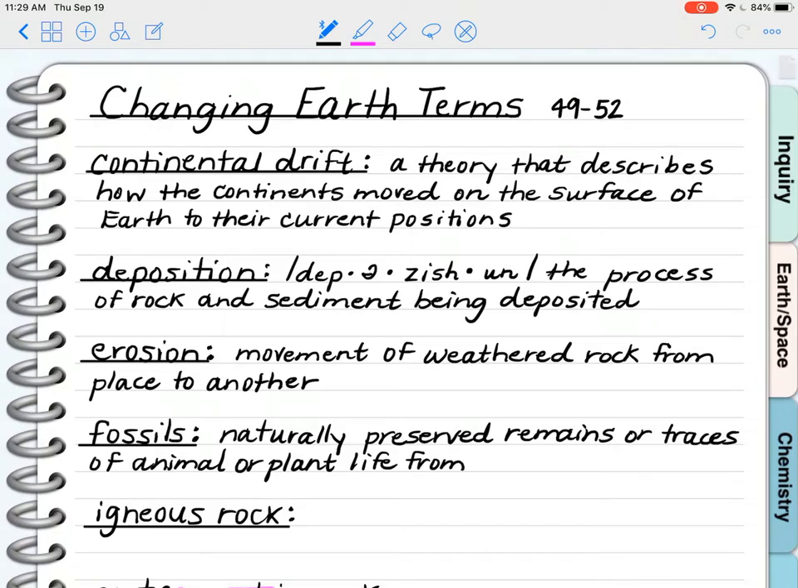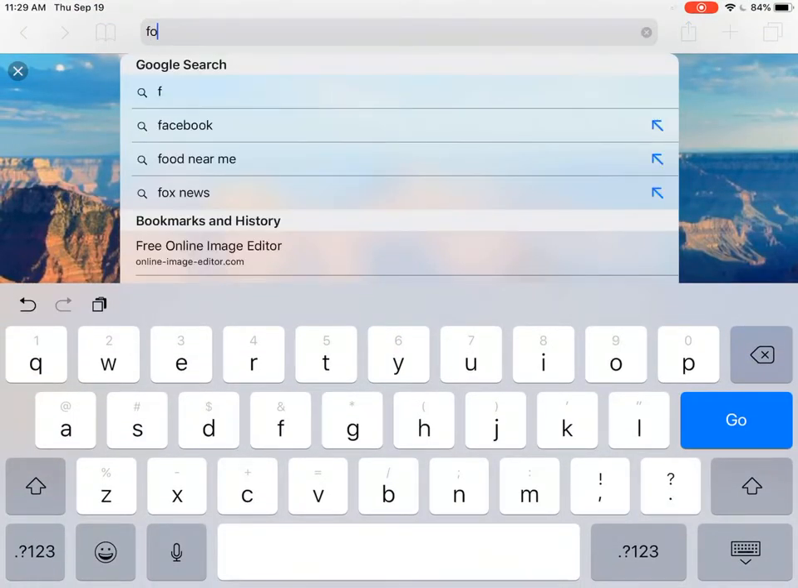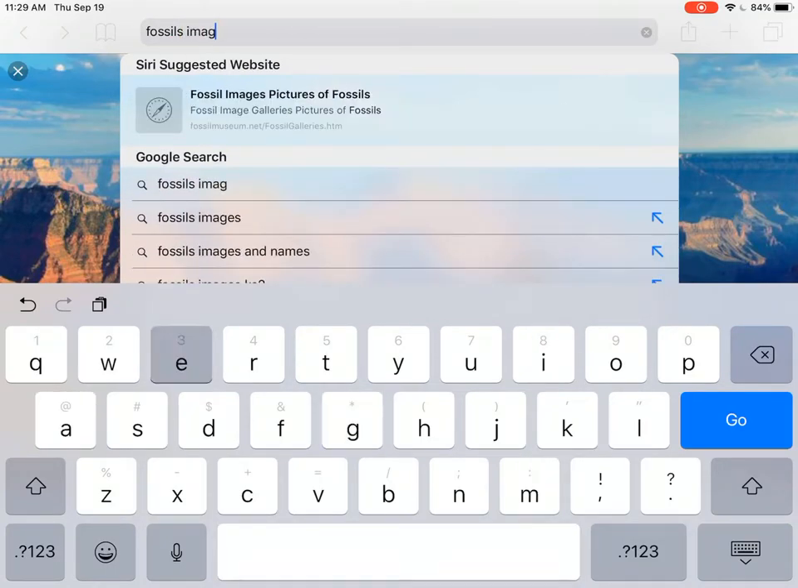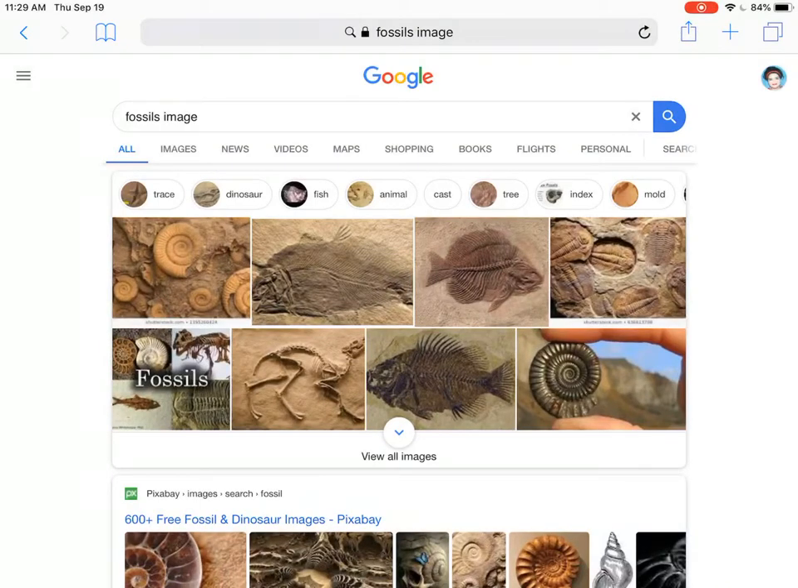And I'll try to find you a picture of this one too. The internet is a very good thing. Fossils: naturally preserved remains or traces of animal or plant life from the past. And let me see if I can search for an image of fossils, just so you can get an idea of what that looks like.